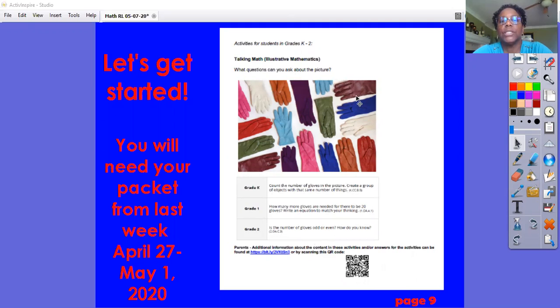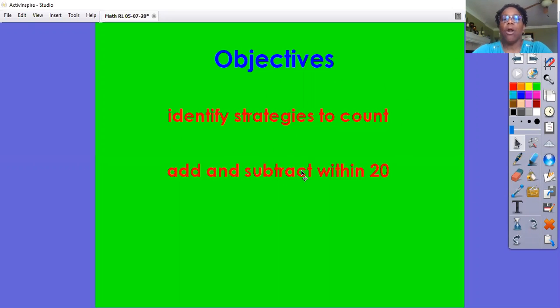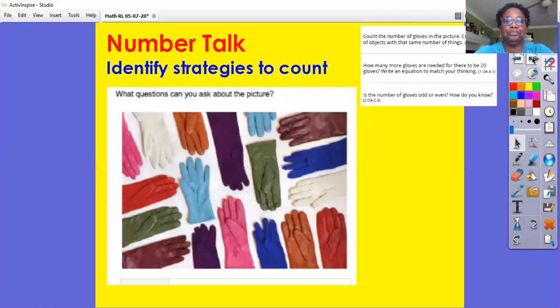What questions can you ask about the picture? Let's think about that. Here are our objectives for today. Identify strategies to count, add and subtract within 20. Here's our number talk. Identify strategies to count. Last week, we counted dots. Today, we will be counting gloves. What questions can you ask about the picture?